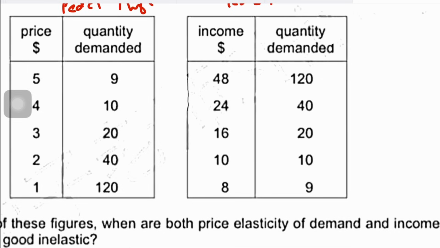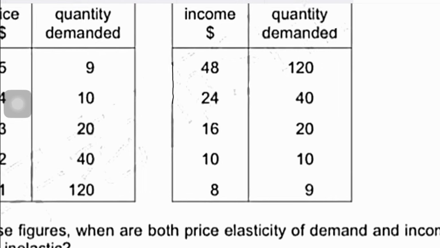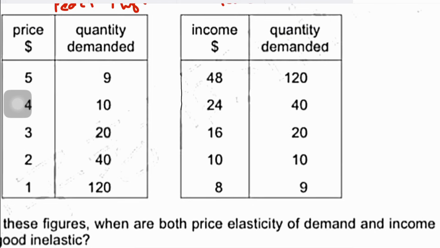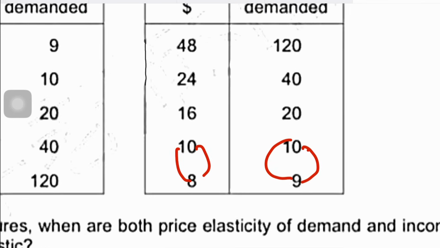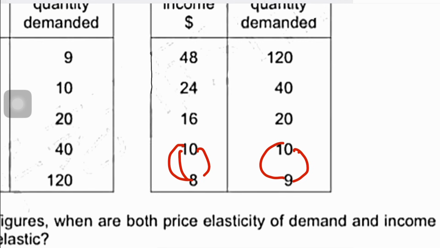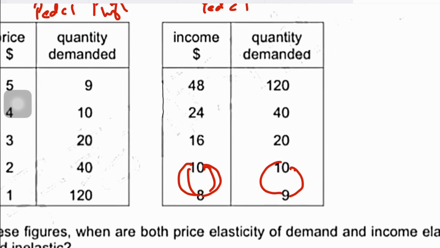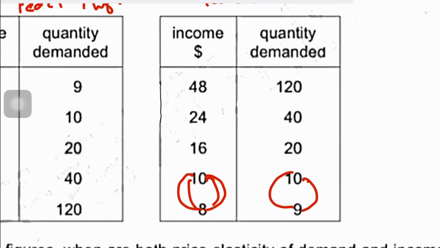And so what we see is that at low incomes, when your income is going from 8 to 10 or 10 to 9, there's a very small change in quantity demanded proportionately, right? We see only a small drop, from 10 to 9 and from 9 to 10. But here, the change in income from 10 to 8 is relatively bigger than the change in quantity demanded from 10 to 9, right?